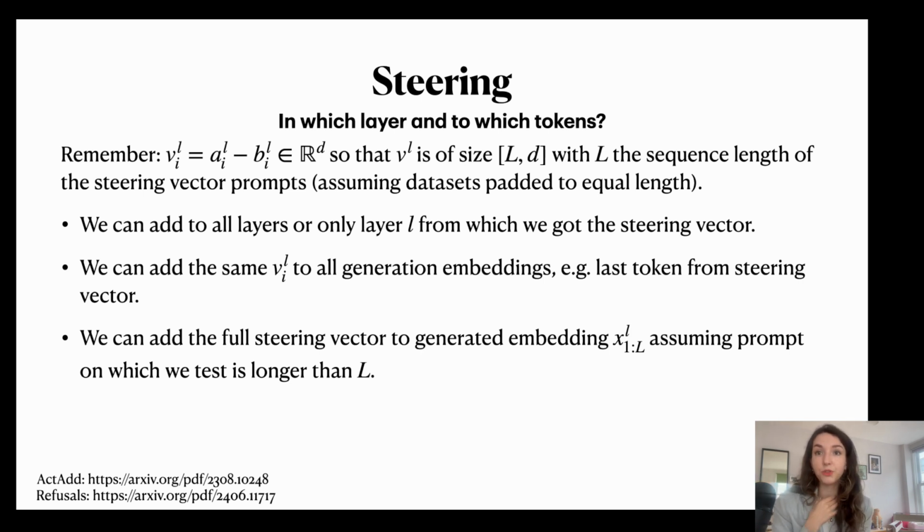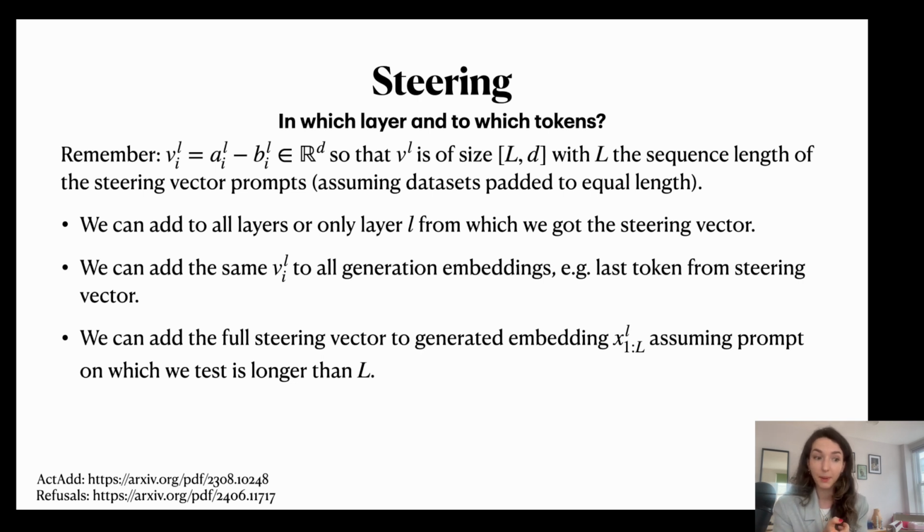We can also choose to work with a single token, so we could choose, for example, this V_i^l. The i, we could take it to be the last token in our steering vectors, assuming that this last token has also seen all that preceded it in the steering prompt. It might contain enough information to successfully steer with. And then we could choose to add it to all the generation embeddings. So to every single token that we generate, we add in this V_i^l, with i coming from the last token of our steering vector.